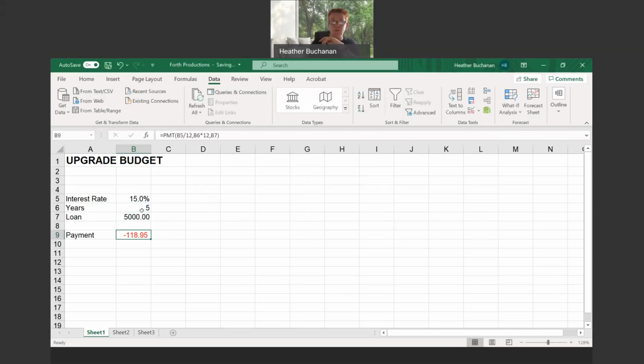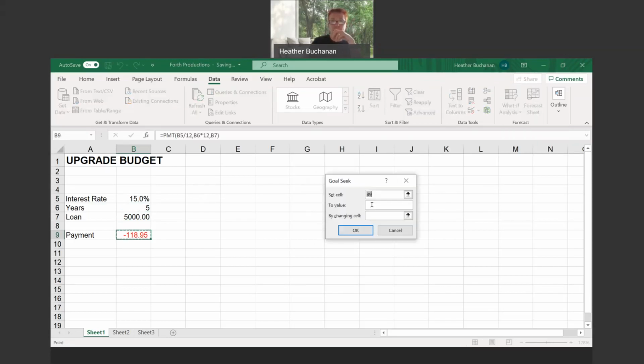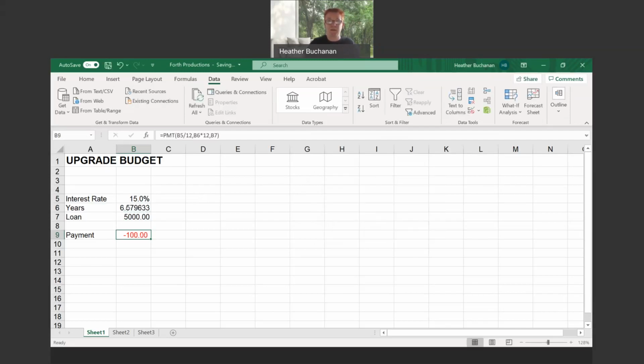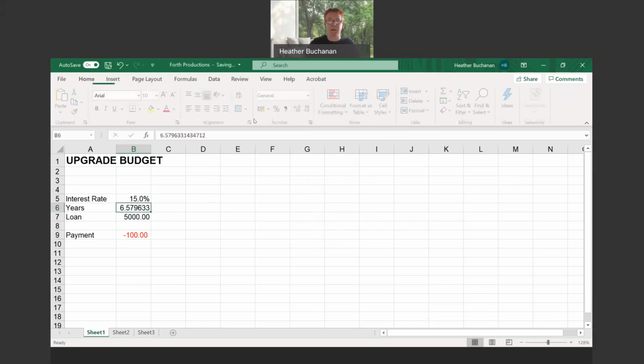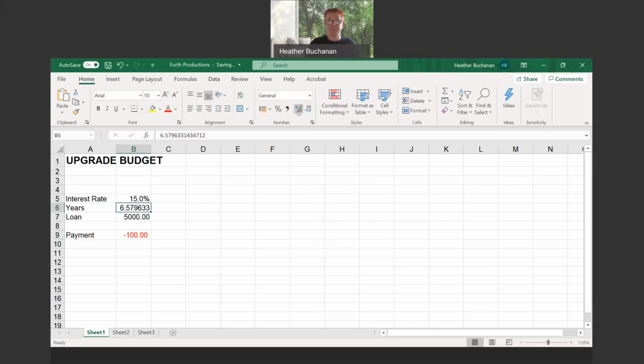I've cancelled that. We would obviously need to round it up. Sorry, I'll go back into there. So it's setting the cell B9 to minus 100 as it's an outgoing, by changing the length of the term. Click OK. If I click OK this time, then I can go back to the Home tab and decrease the decimal, which will round it up to almost 7 years.